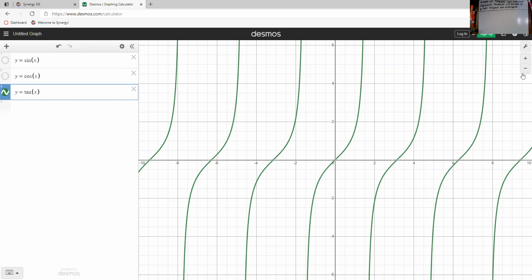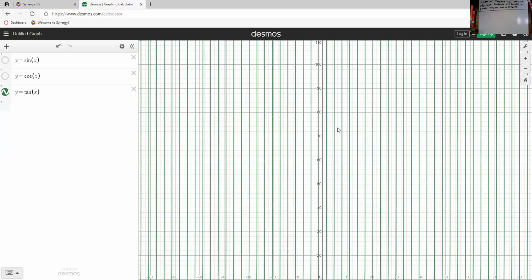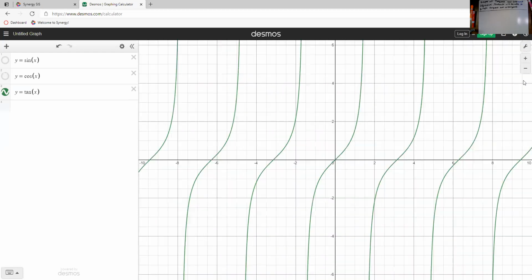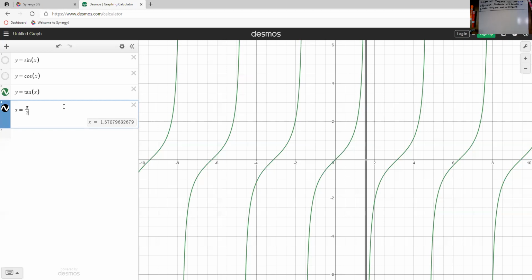It also, if I zoom out, it also clearly has these vertical asymptotes. So let's see. If it repeats itself every pi, then I guess it would have vertical asymptotes at half pi. So it looks like it has vertical asymptotes at x equals pi over 2. And note that it has these vertical asymptotes when cosine is 0. So what's going on here?